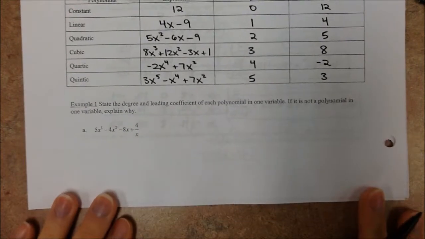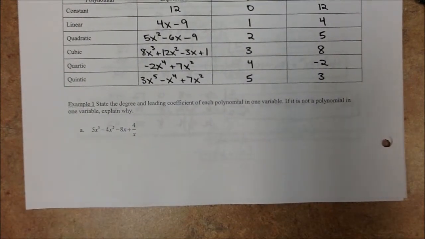So let's look at this example right here, number 1. Now the directions read: state the degree and the leading coefficient. If it is not a polynomial in one variable, explain why. Okay, so let's look at this first example here. So if we look at this one, we've got 5x cubed minus 4x squared minus 8x plus 4 over x.